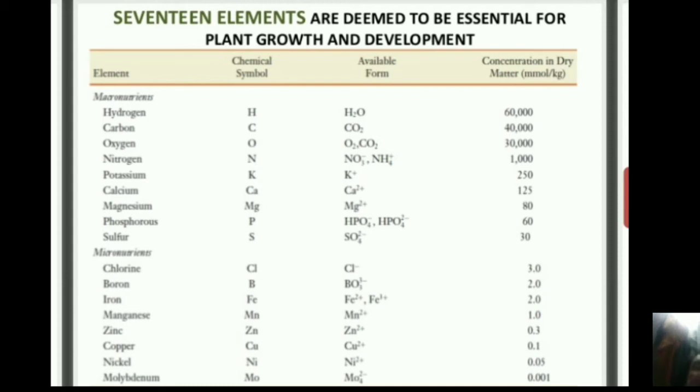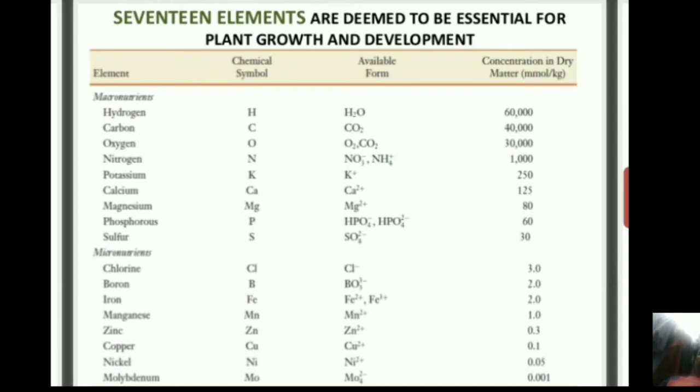When we come to the micro elements, chlorine, boron, iron, manganese, zinc, copper, nickel, and molybdenum are treated as micro elements. Chlorine, for example, is readily available in the form of chlorine ions, that is 3.0 millimoles per kg dry weight. And boron is found in oxide forms, with a weight around 2.0.